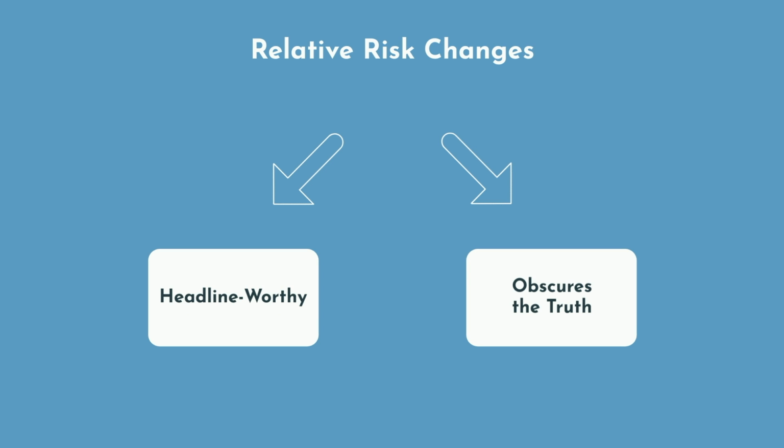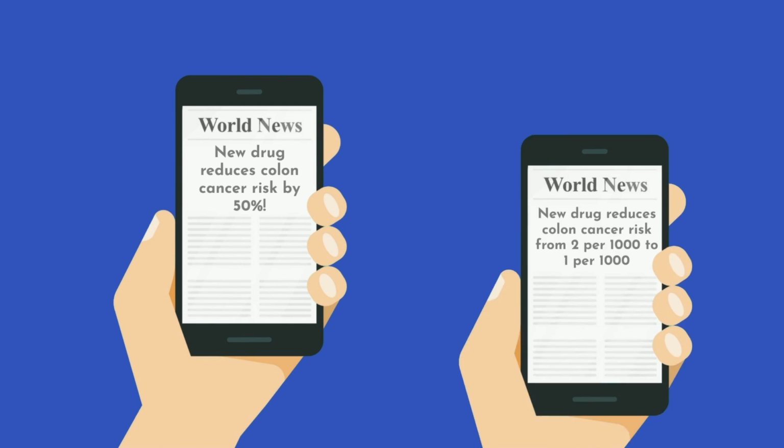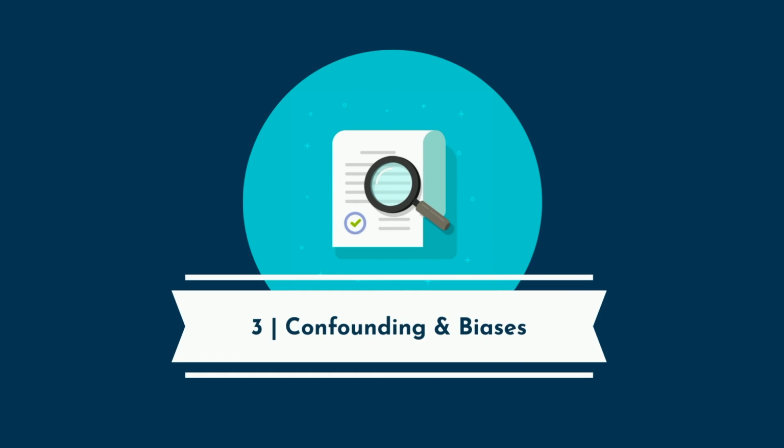But what's more likely to get more clicks? New drug reduces colon cancer risk by 50%, again that's relative risk reduction. Alternatively, new drug reduces colon cancer risk from 2 per 1,000 to 1 per 1,000. That would be absolute risk reduction. In the world of research, a bias is anything that causes false conclusions and is potentially misleading.